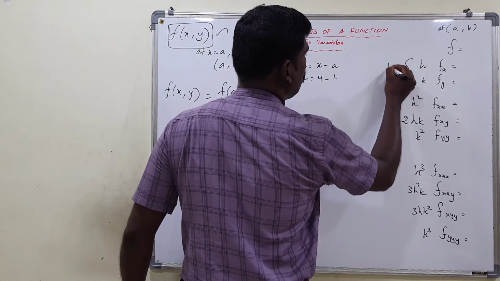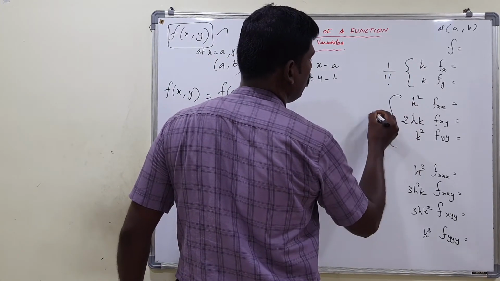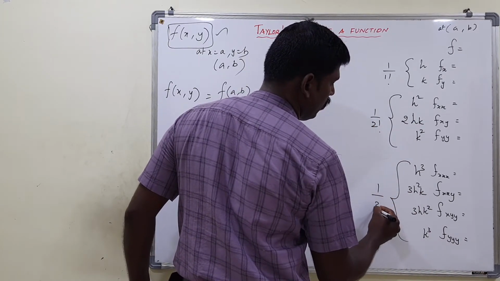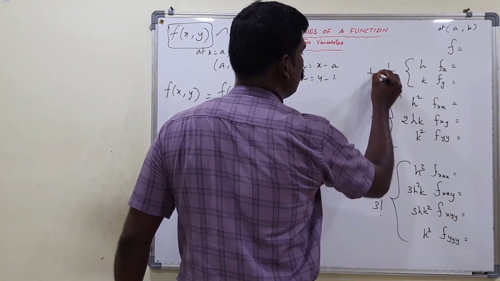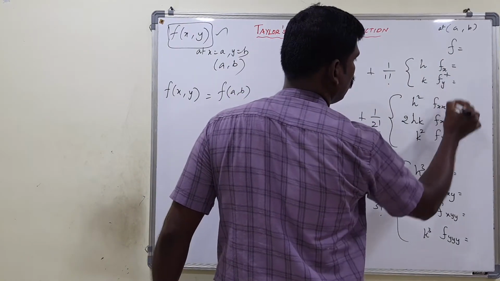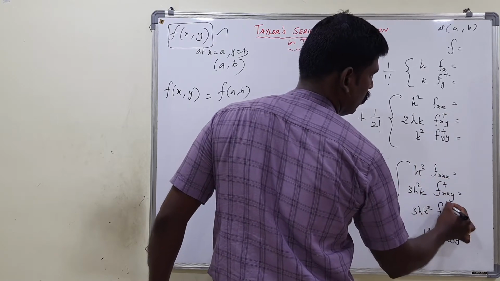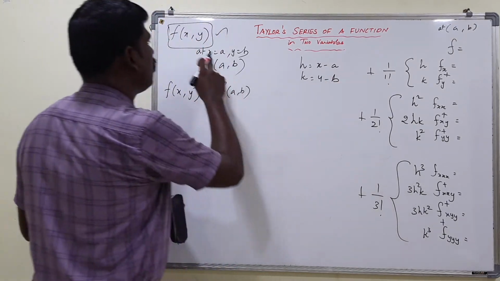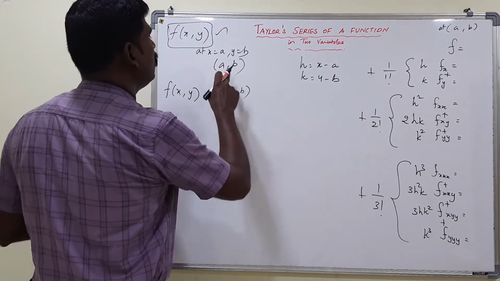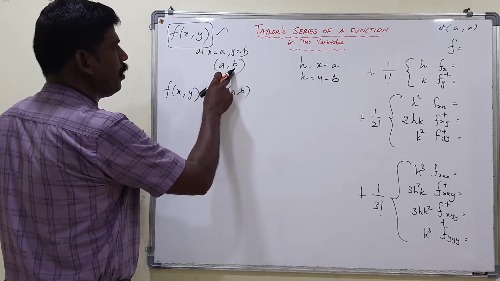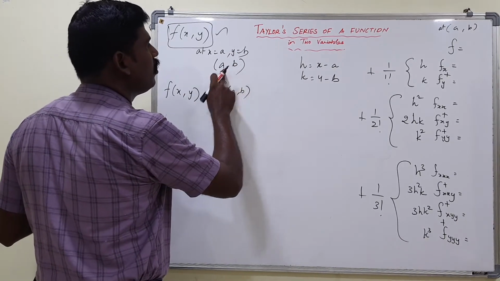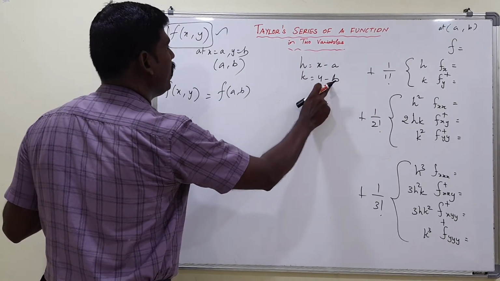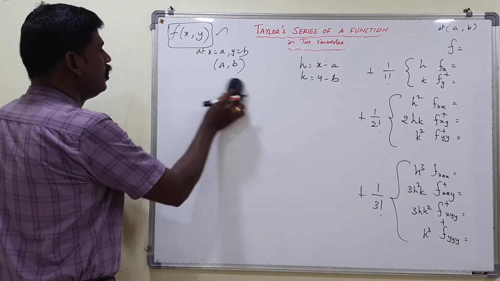Now, these two belong to 1 by 1 factorial, these three belong to 1 by 2 factorial, and these four belong to 1 by 3 factorial. Taking the sum of these values, you can get the Taylor series function. Now, I am going to write the Taylor series function of f of x comma y at x equal to a comma y equal to b. That means a comma b. Okay. So a comma b is given. Then you have to write the value of h as x minus a, and k as y minus b. Okay. That's all.